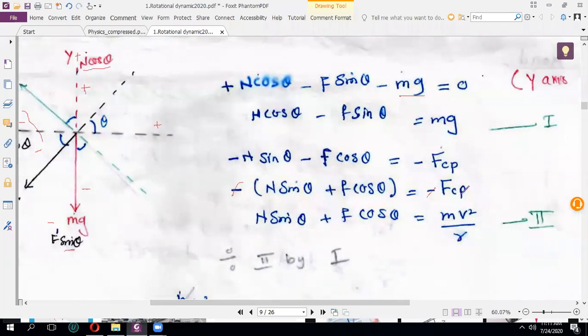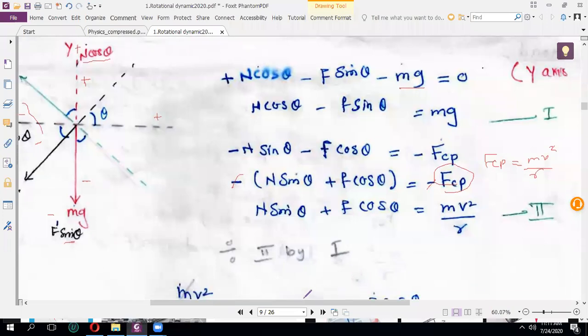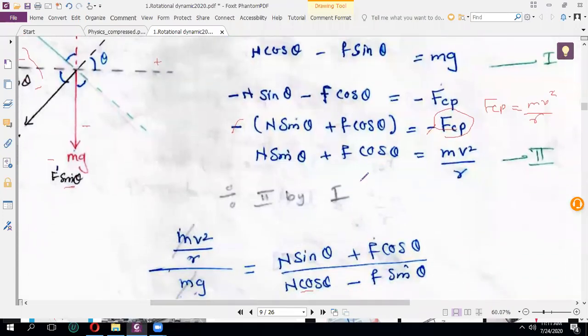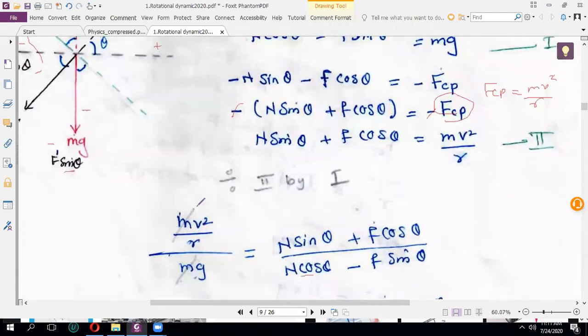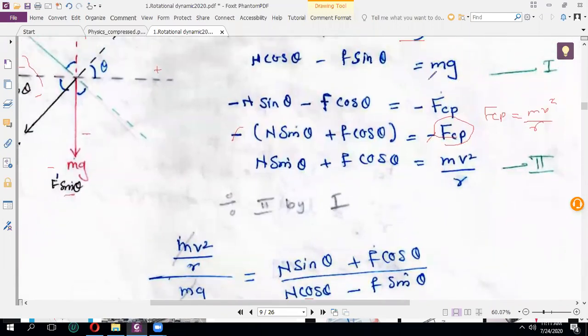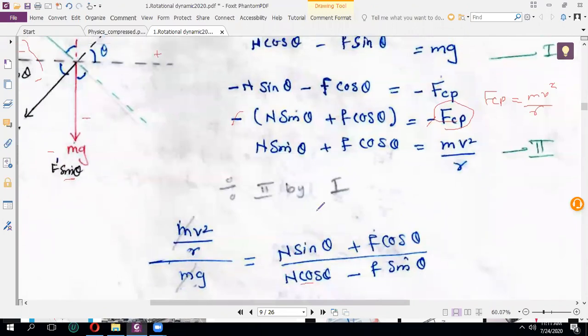Mv square upon r. How are we getting mv square upon r? We already know the centripetal force formula is mv square upon r, right? This is my second equation. Now what we are doing here? Divide the second equation by the first equation. So my second equation is mv square upon r. What was in the first equation? mg.